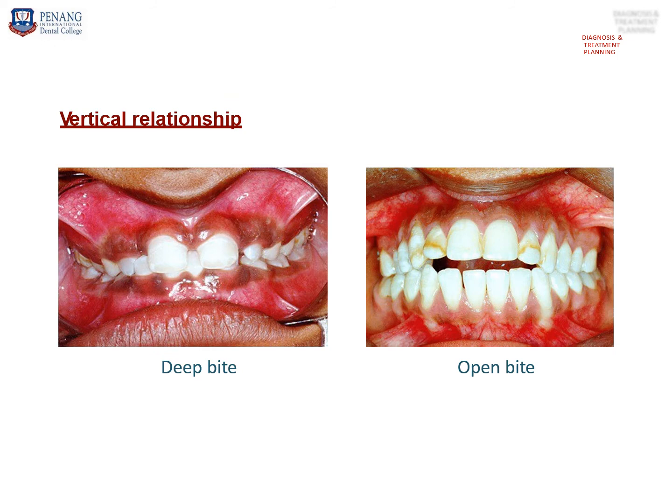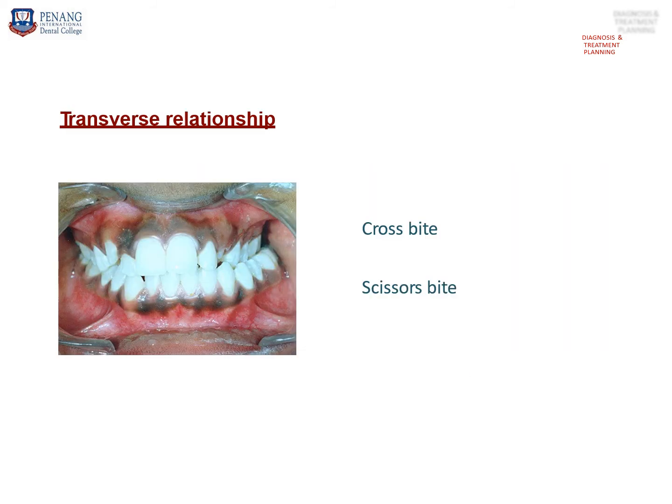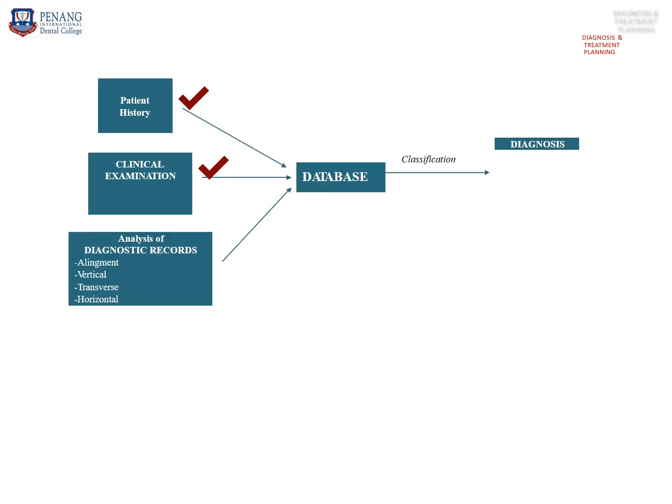Vertical relationship, you will see an open bite or a deep bite. An open bite is where there is failure of contact between your upper and lower teeth, and a deep bite is where there is excessive overlap of your upper and lower teeth. Transverse malocclusions are mostly your crossbite and scissor bite. When we start our classes, I'll be showing many more cases of how a crossbite and scissor bite look.